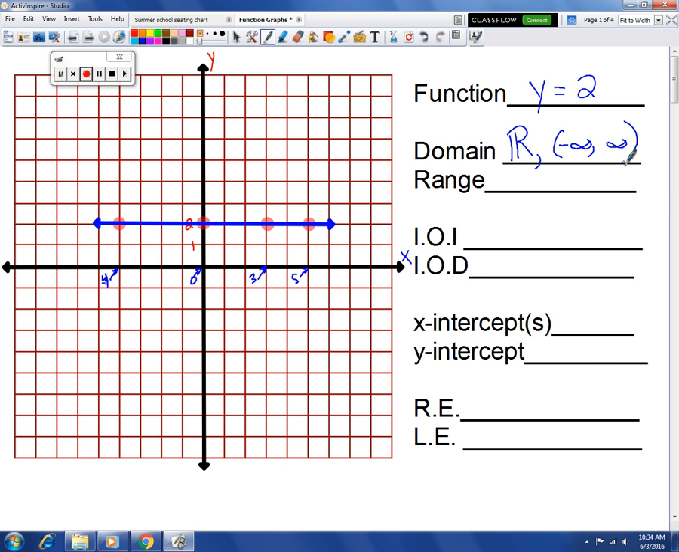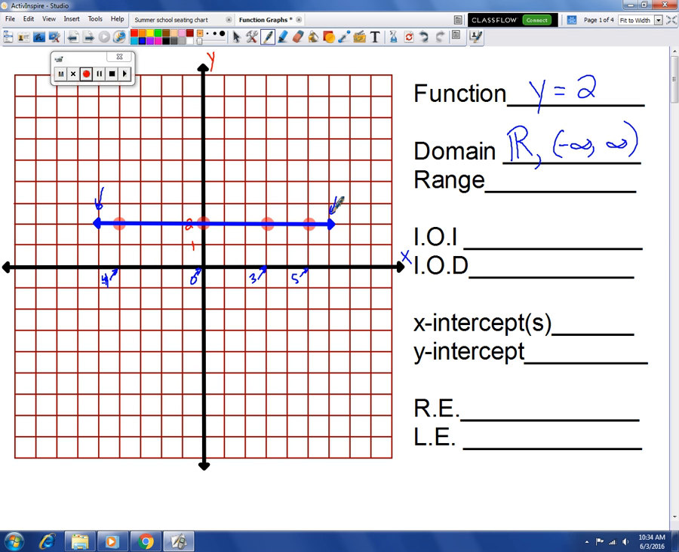Graphically, you can also really tell what the domain is by looking at how far left that arrow goes. It goes left forever. The left arrow means this graph will continue to the left forever. And the right end arrow is going to the right forever. So you can also see graphically what the domain is.